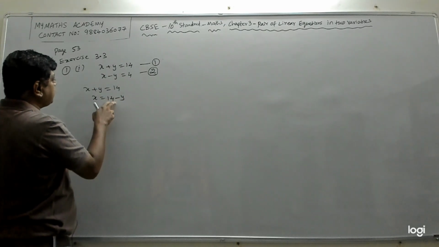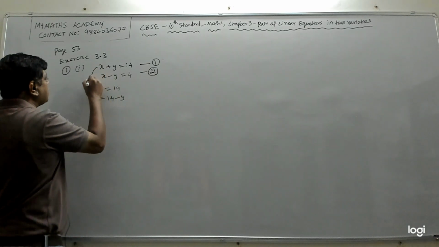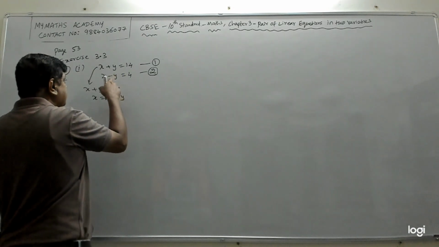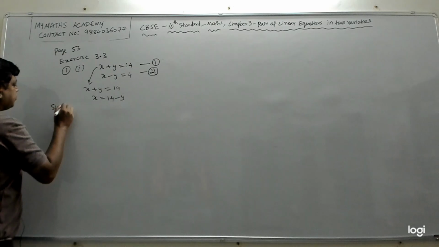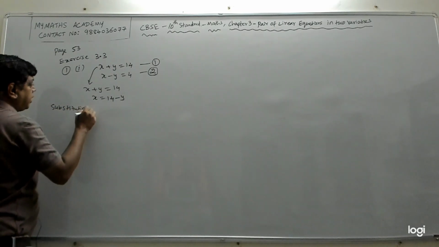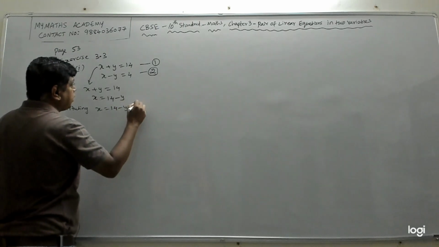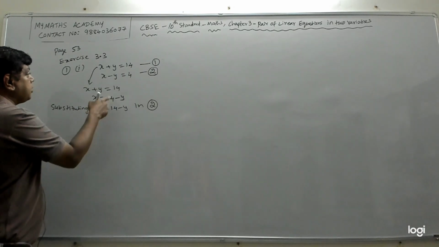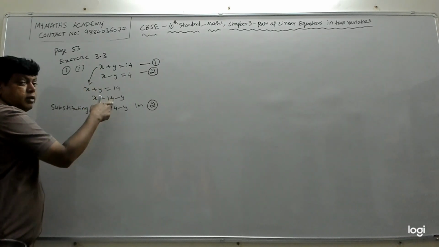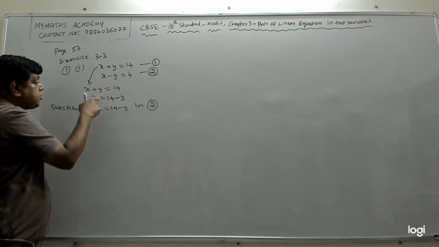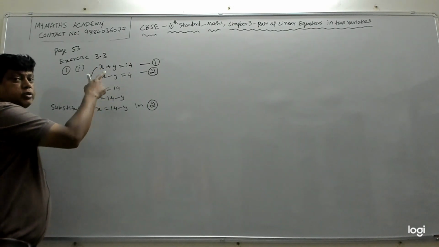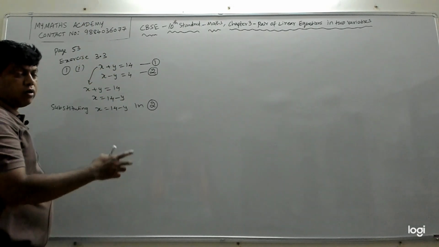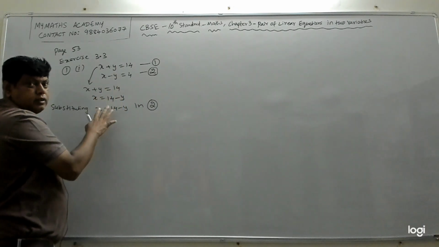Now after that we need to substitute this value in equation 2. From the first equation we got x is equal to 14 minus y. We will substitute that in the second equation. So substituting x is equal to 14 minus y in 2. We should not substitute in the first equation because this x is coming from the first equation. When you take x from the first equation, you should substitute in the second equation. There may be a scenario where you take x from the second equation; in that case, you substitute in the first equation.